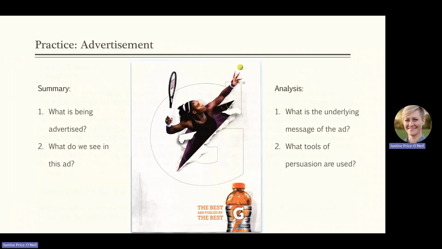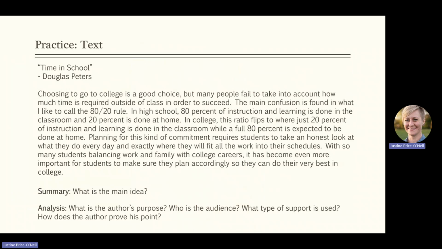Okay, now let's practice again, but this time with a sample text. So let's look at this paragraph called Time in School. And so we have here, choosing to go to college is a good choice, but many people fail to take into account how much time is required outside of class in order to succeed. The main confusion is found in what I like to call the 80-20 rule.